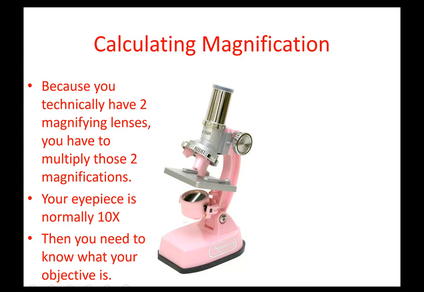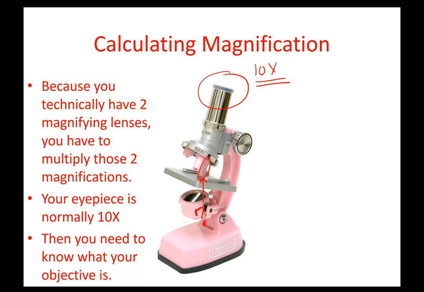So, calculating magnification. Technically, you have two magnifying lenses. Like I said, the objective up here is usually going to be 10x. Then you've got your objective down here, and depending on which one you're using, that'll basically tell you how many times you're magnifying. So the big thing here is you need to know what that bottom objective is, because the top one will always be standard. 10x, that's what it's going to be.